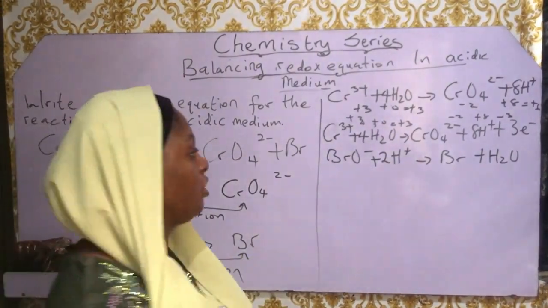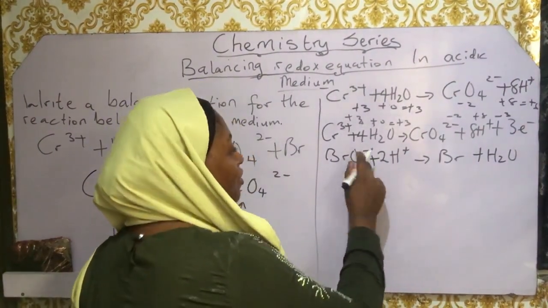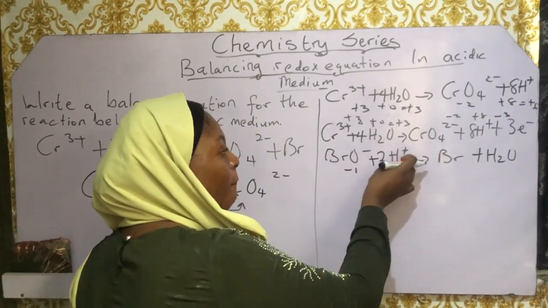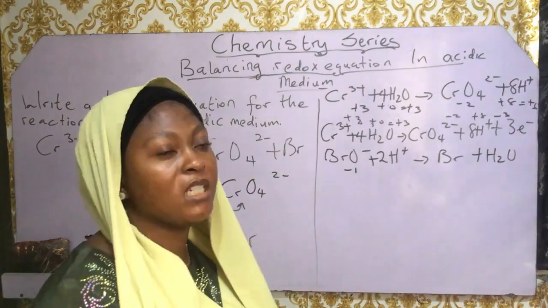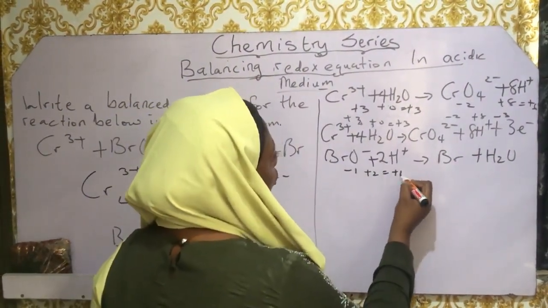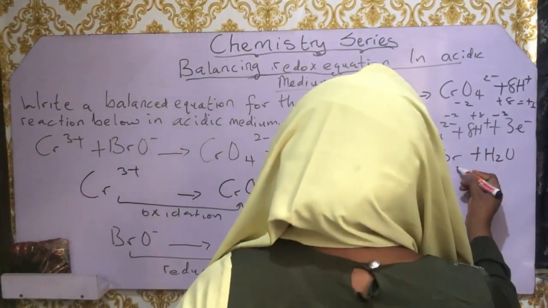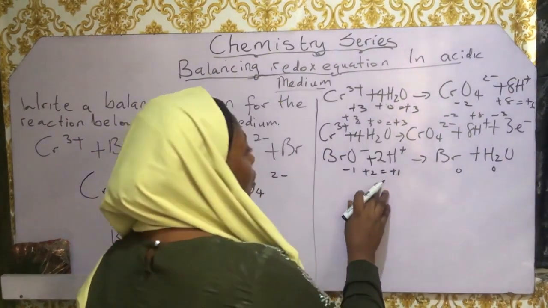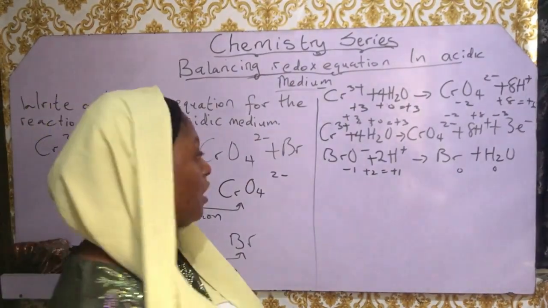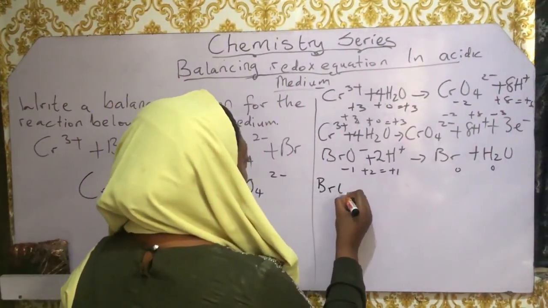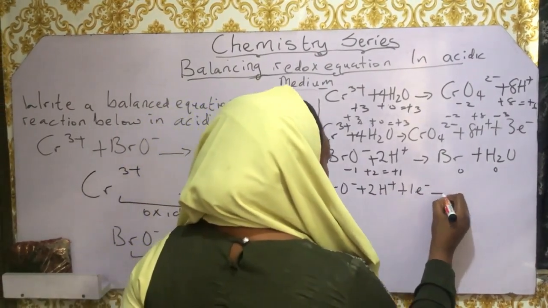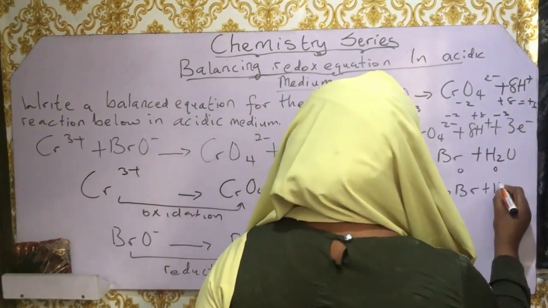Now when we add 2 hydrogen ions to the side, we can see all the atoms are balanced, but the charges, let's check the charges. Here we have BrO-, which means minus 1. Your hydrogen ion originally has plus 1, but it has a coefficient of 2. That is plus 1 times 2, that is plus 2, which gives the charge plus 1. Now bromine here is 0, water here is 0. So you have plus 1 and you have 0. Remember, you add electrons to the side with more charge. So you have BrO- plus 2H+ plus 1 electron to give Br- plus H2O.